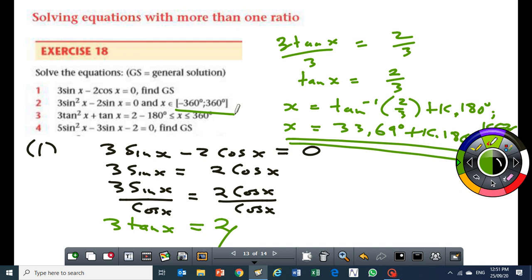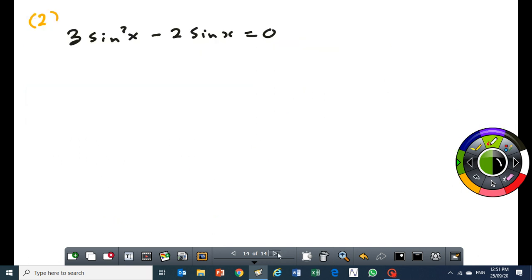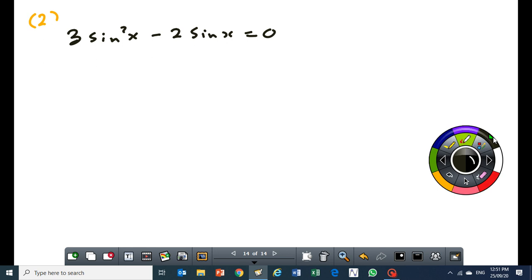Okay, so it's going to be quite long, right? So first thing, your knowledge of algebra is required. Now if you want to carry on here, because this sine is squared, that one is not, we take out a common factor, which will be sine x. So we take out here sine x, open bracket, 3 sine x minus 2 equal to 0.